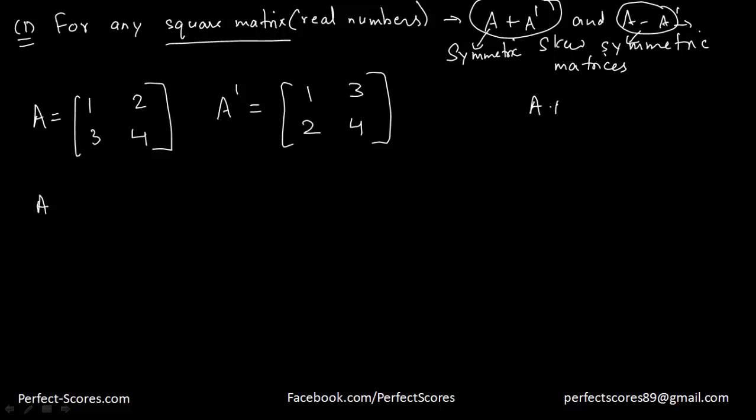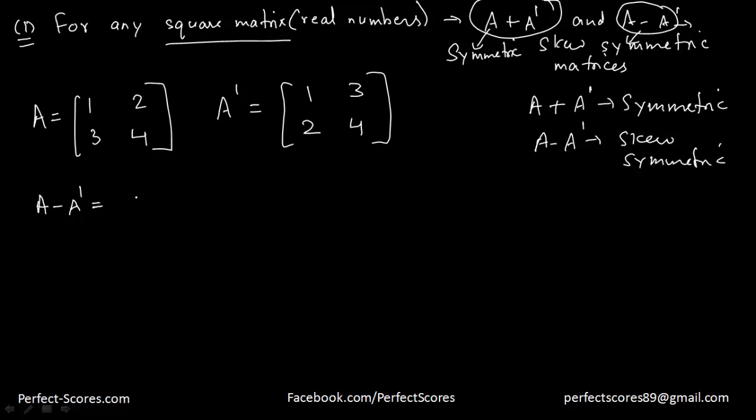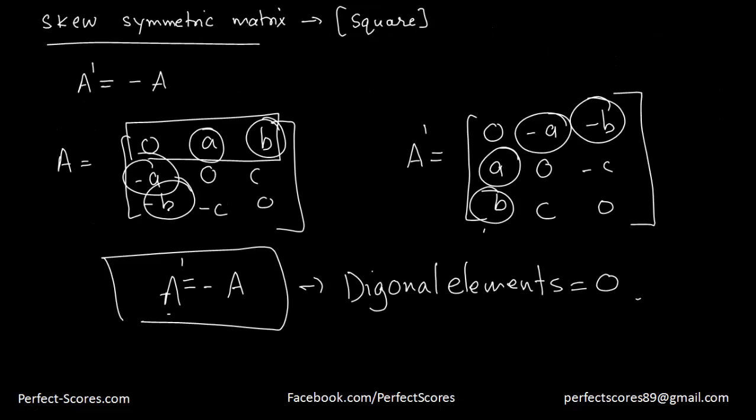So A plus A transpose is a symmetric matrix, and A minus A transpose is a skew symmetric matrix, right? So if I try to find A minus A transpose, that's going to be 1 minus 1, which is 0, 2 minus 3, it's negative 1, 3 minus 2 is 1, and 4 minus 4 is 0. So this is a skew symmetric matrix because the diagonal elements are 0 and all other elements are the negative of each other. If you know the definition of skew symmetric, that the transpose of A is equal to negative of A.